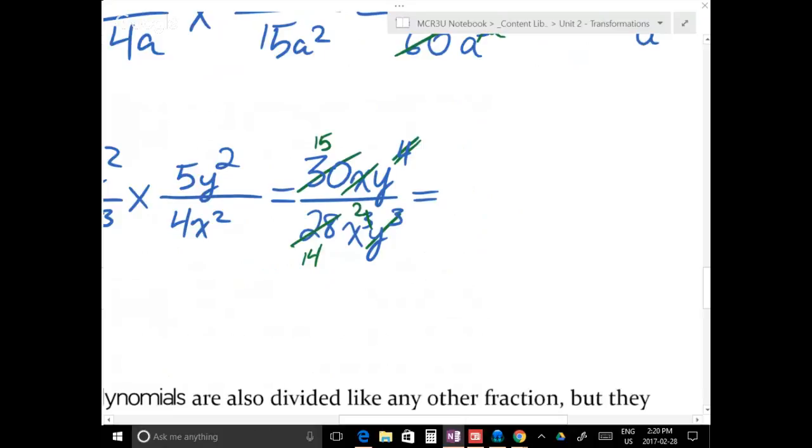15y over 14x squared. Very good. Well done. Does that make sense?